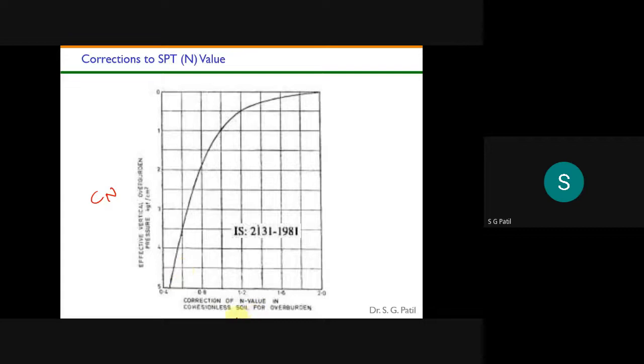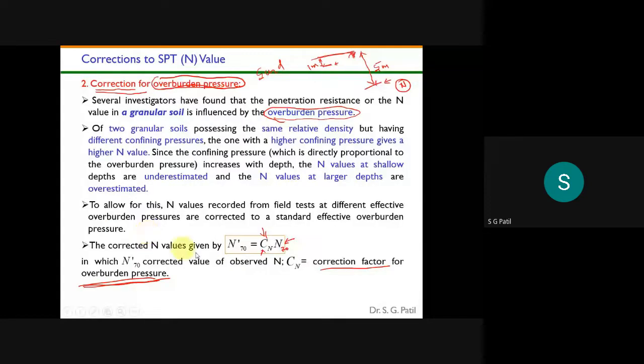Suppose my N value is, see here, you can enter on the x-axis, and then you can get the corresponding Cn value here. So from this graph, I will get a Cn value. From that graph, you put that Cn value and multiply with your N70. That will become N70 dash.